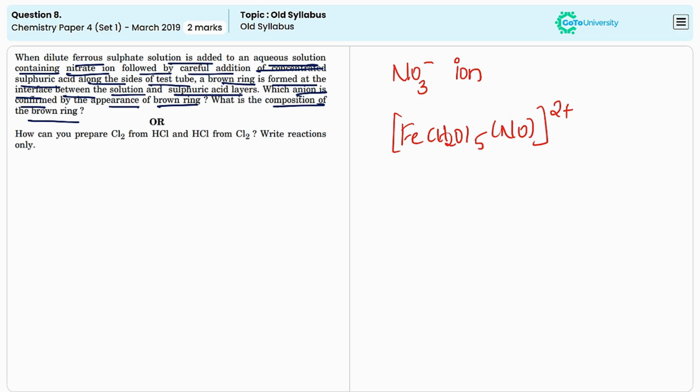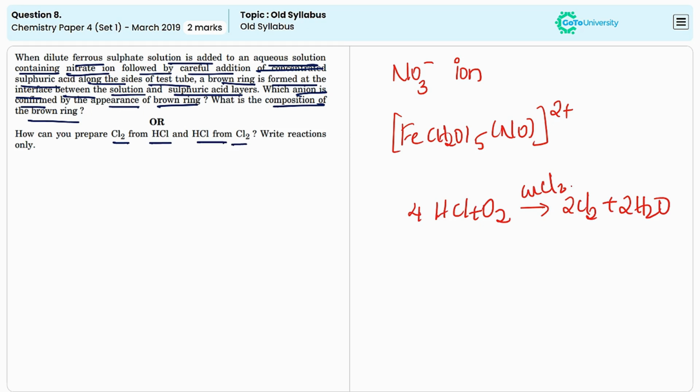Now let's come to the OR question. We need to provide the equations for the preparation of chlorine from HCl and HCl from chlorine as well. For preparing chlorine from HCl, we need to do the oxidation of hydrochloric acid in presence of copper chloride. They will produce chlorine gas along with water molecules.